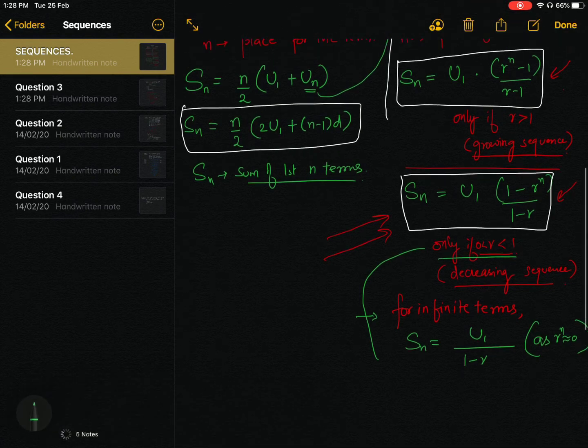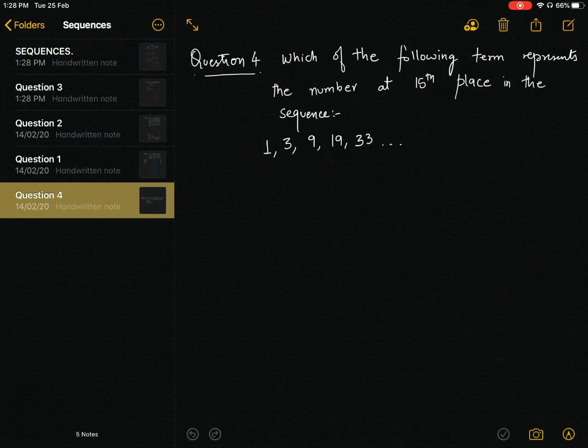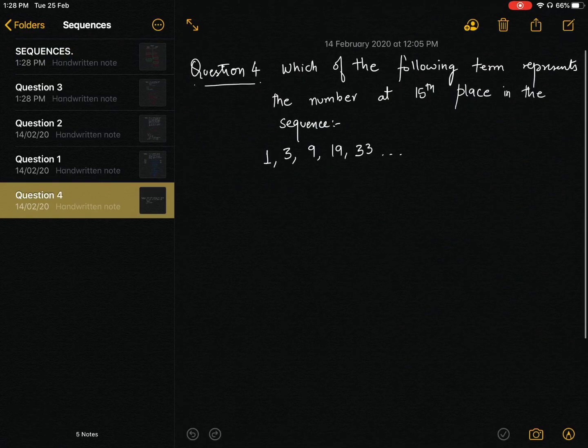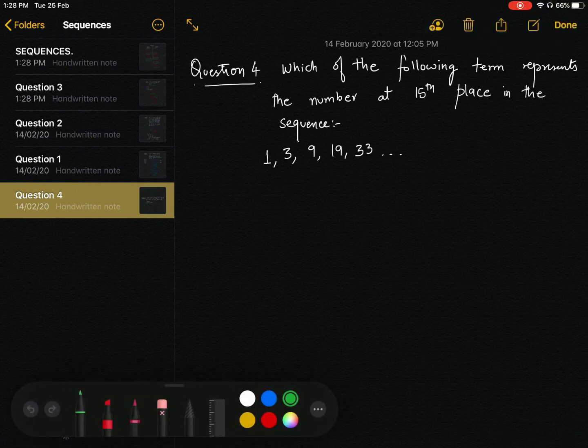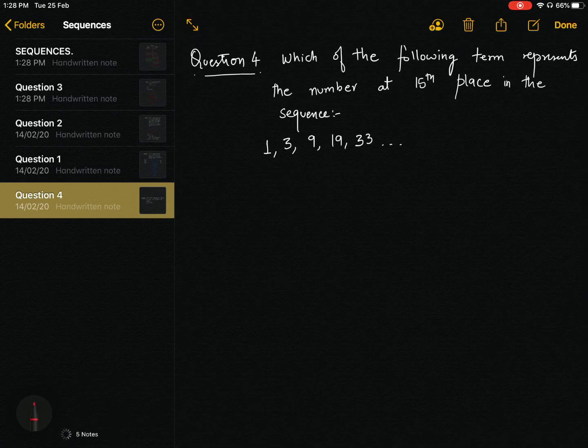Now that we are done with one more kind of question, I have one last question that will give us a last kind of sequence that can take a lot of time if you don't know how to solve it. So let's have a look at this question now. Which of the following terms represents the number at 15th place in the sequence? Now I don't have the answers here, so what I'll do is we can solve this directly and let us see what happens.